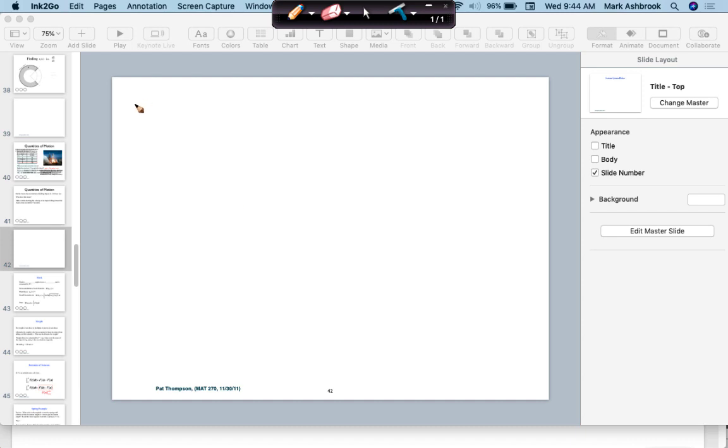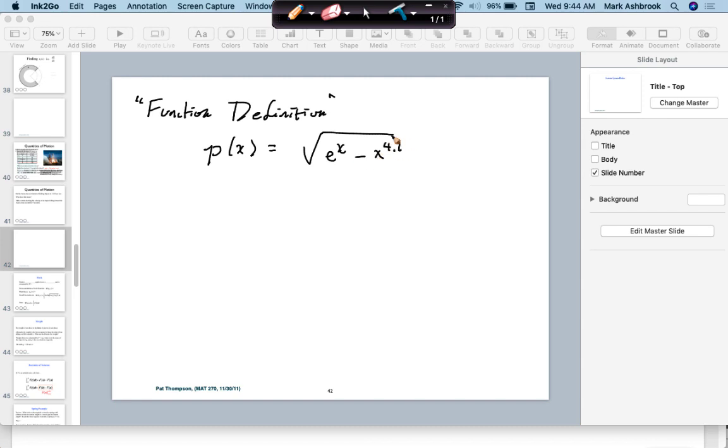Functions, right? We're living in the land of functions. Functions are super important. So let's talk about a function definition. What's a function definition? That's where we're going to define a function. So that looks like something like this. P of x equals square root of e to the x minus x to the 4.1. This is a function definition, okay?